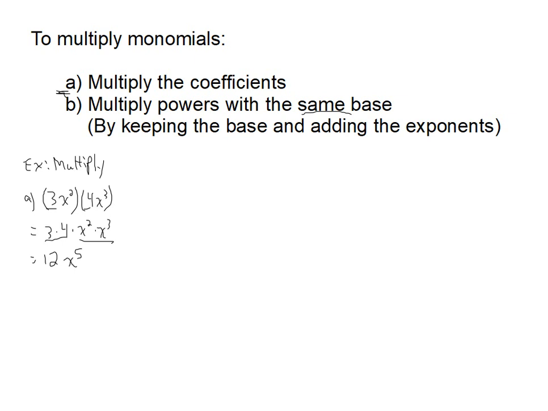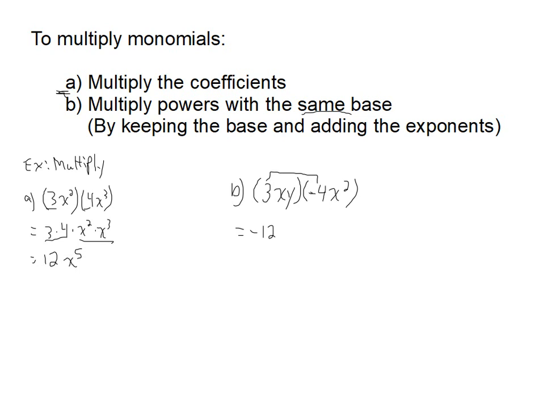Let's have a look at a slightly different example. That slightly different example is going to have us multiplying 3xy times negative 4x squared. Same idea. I'll skip the intermediate step this time. We're going to multiply the coefficients together. 3 times negative 4 is negative 12.